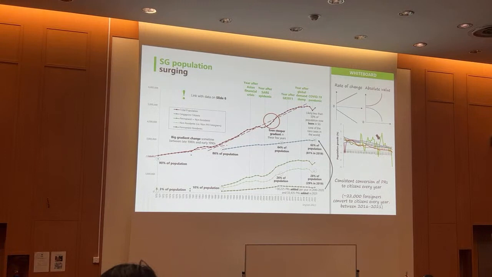Before I start, I just want to highlight the key definitions. This maroon line reflects total population size in absolute numbers. Then this brown line refers to PRs. This light green line refers to non-PR foreigners. This line is a summation of this and this, so this green line can represent all non-citizens. Then this blue line represents citizens.